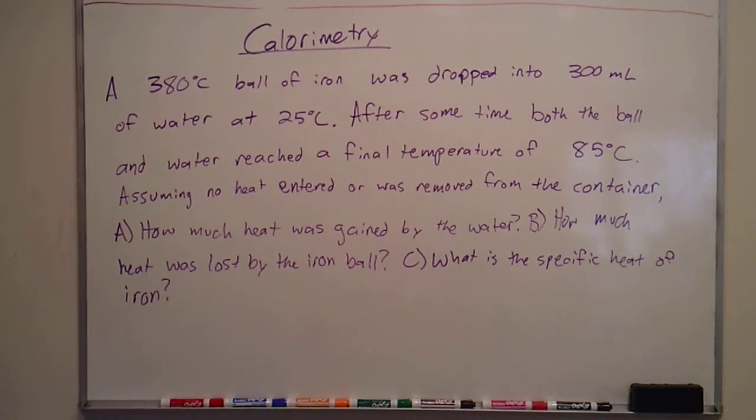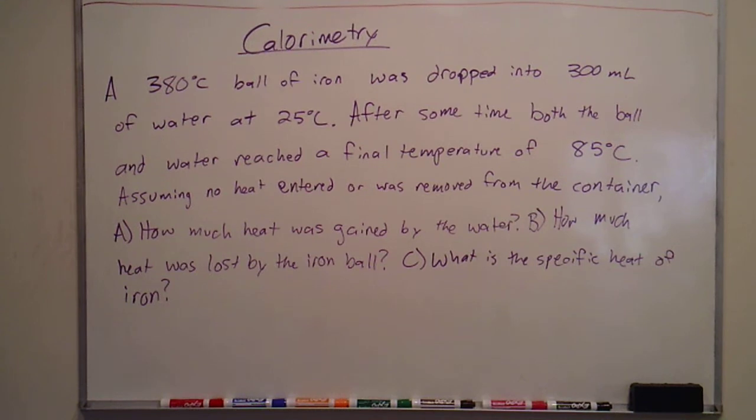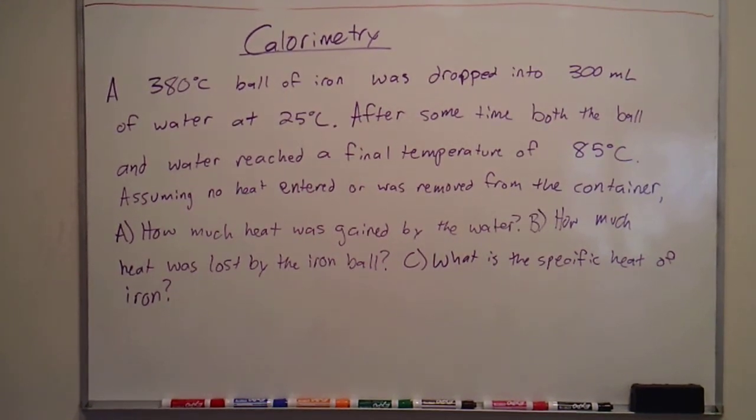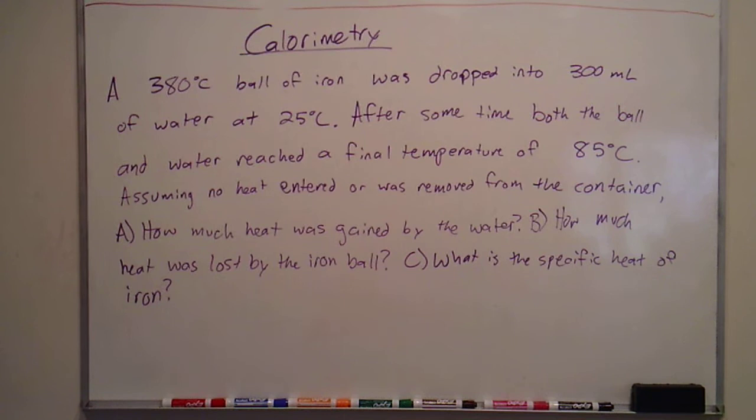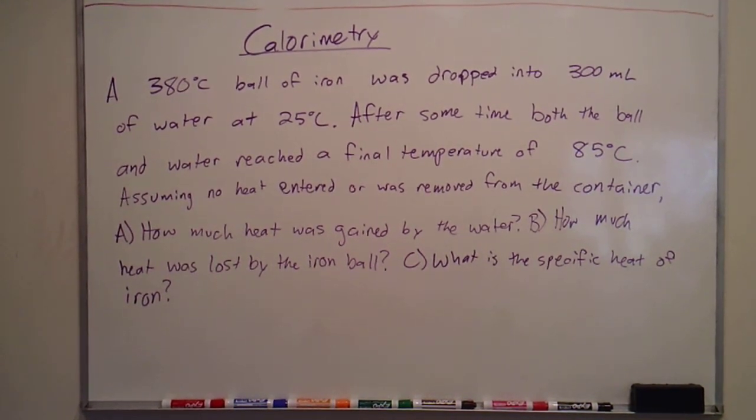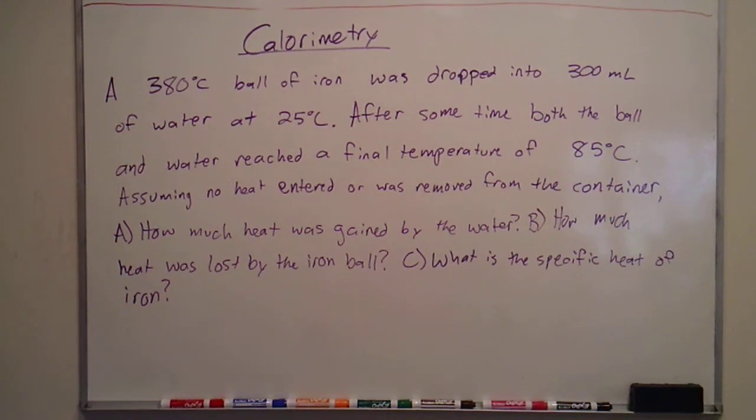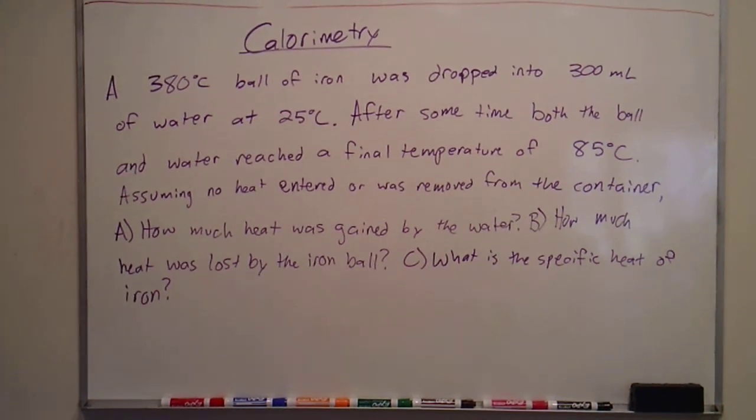The question says a 380 degrees Celsius ball of iron was dropped into 300 milliliters of water at 25 degrees Celsius. After some time, both the ball and water reached a final temperature of 85. Assuming no heat entered or was removed from the container, A, how much heat was gained by the water, B, how much heat was lost by the iron ball, and C, what's the specific heat of the iron.